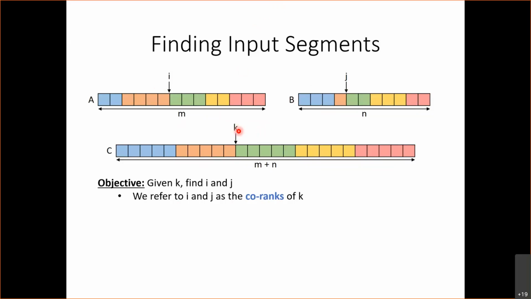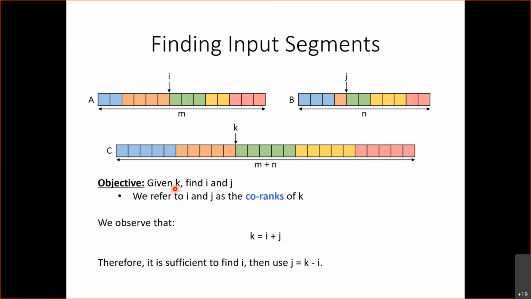Well, first we observe that K is equal to I plus J. The number of elements before K in the array C is going to be the number of elements before I in the array A plus the number of elements before J in the array B. So therefore, we know that K is equal to I plus J. And since we know that, it's enough for us to find I, and then since we know K, we can find J. Given K, it is sufficient to find I, and then we can just find J by doing J equals K minus I.